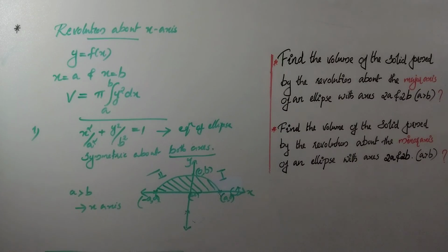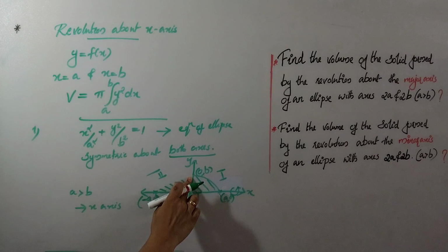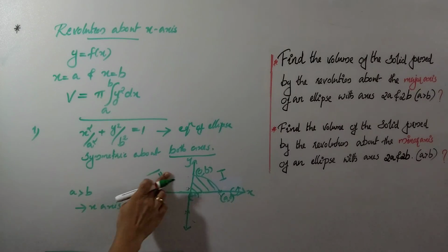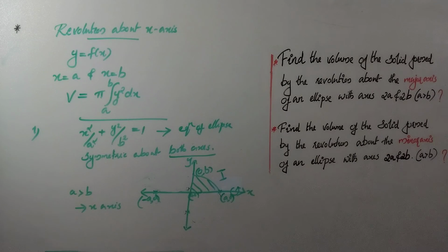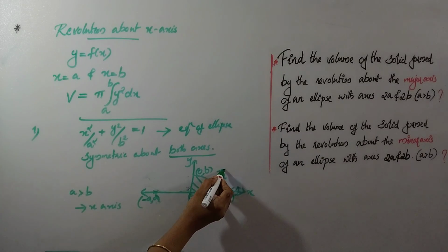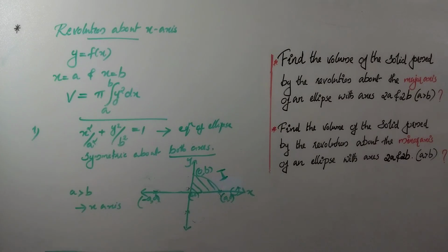Now, since the ellipse is symmetrical about the axis, so the required volume is twice that of the volume obtained by revolving the part of the ellipse in the first quadrant about the x-axis. That means the required volume is twice the volume obtained by the revolution about x-axis of the portion of the curve in the first quadrant only.